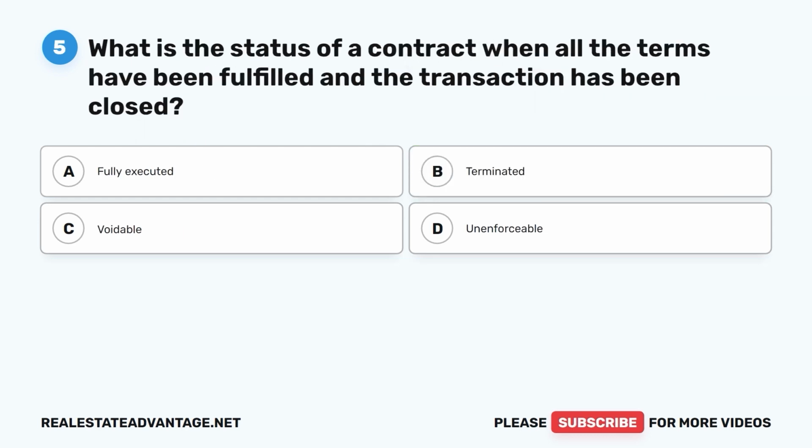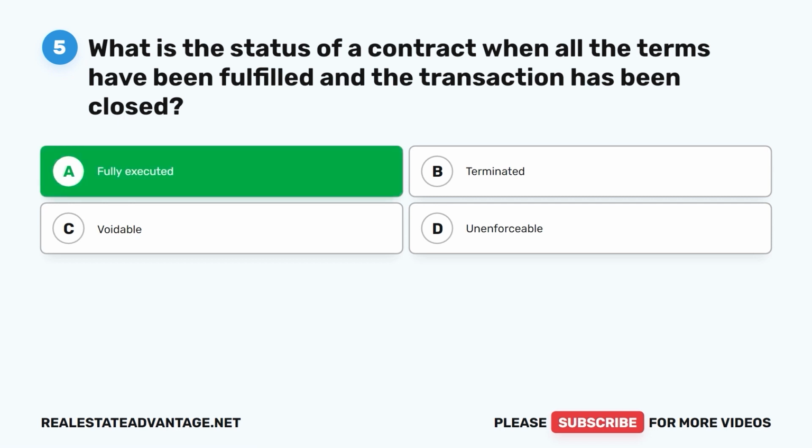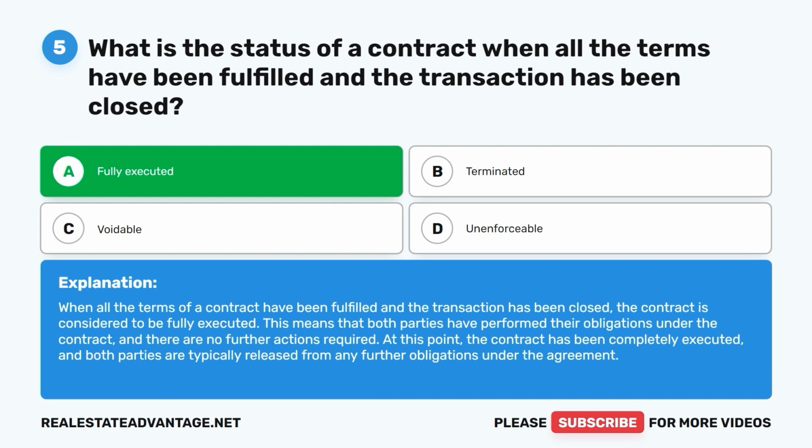Question 5. What is the status of a contract when all the terms have been fulfilled and the transaction has been closed? A. Fully executed, B. Terminated, C. Voidable, D. Unenforceable. The correct answer is A. Fully executed. When all the terms of a contract have been fulfilled and the transaction has been closed, the contract is considered to be fully executed. This means that both parties have performed their obligations under the contract and there are no further actions required. At this point, the contract has been completely executed and both parties are typically released from any further obligations under the agreement.